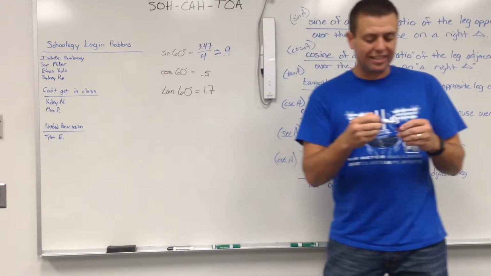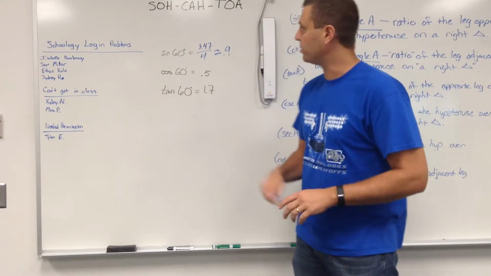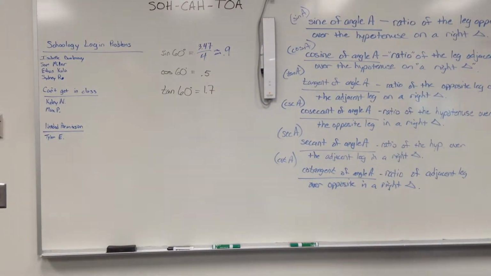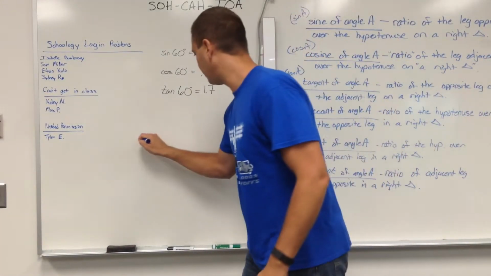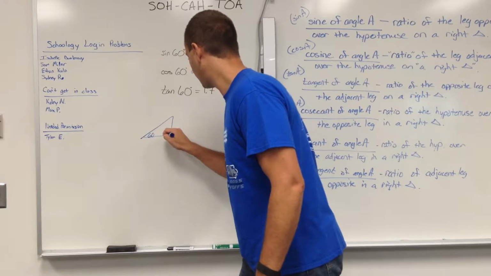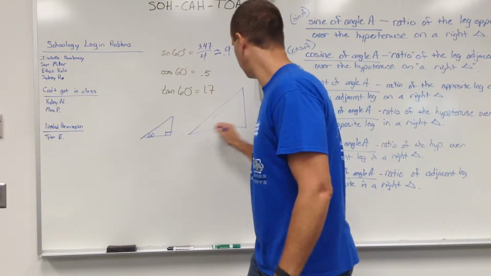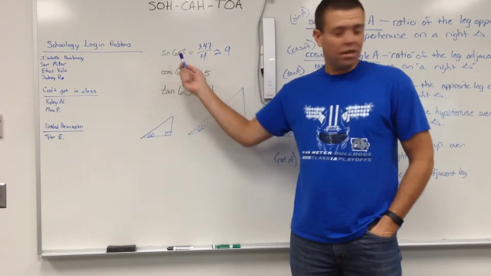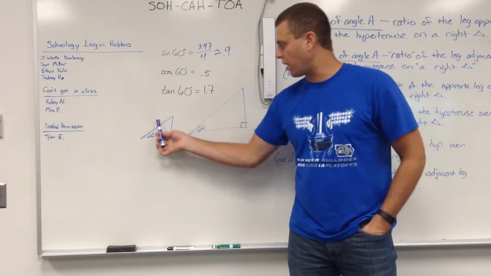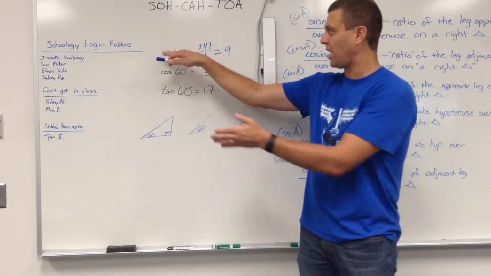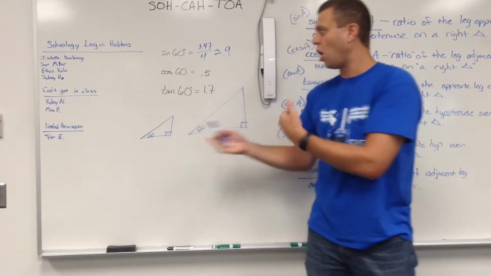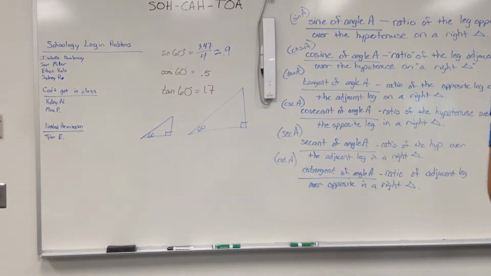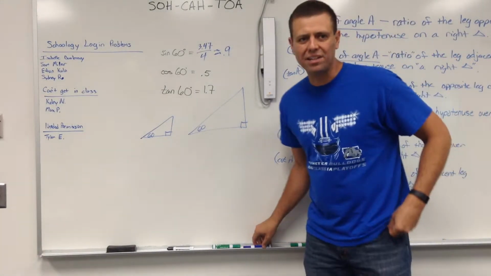When you guys did the cosine of that 60-degree angle, adjacent over hypotenuse, you got about 0.5. So it didn't matter whether you had a small triangle or a large triangle. The sine of that 60-degree angle, opposite over hypotenuse, always ended up being about 0.9. The cosine always ended up being about 0.5. The tangent always ended up being about 1.7. Do you guys know why we all got the same answer?